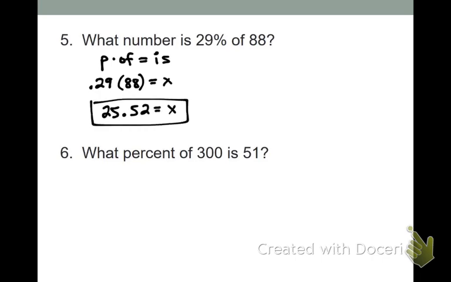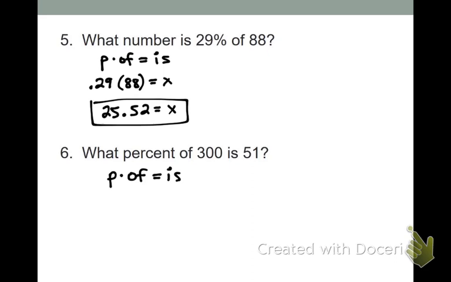How many of you got that correct? All right, more than half of you. Good job. Let's try this last example like this, number 6. What percent of 300 is 51? You're always going to start with your formula. What is our formula for this? The percent equation is P times of equals is.